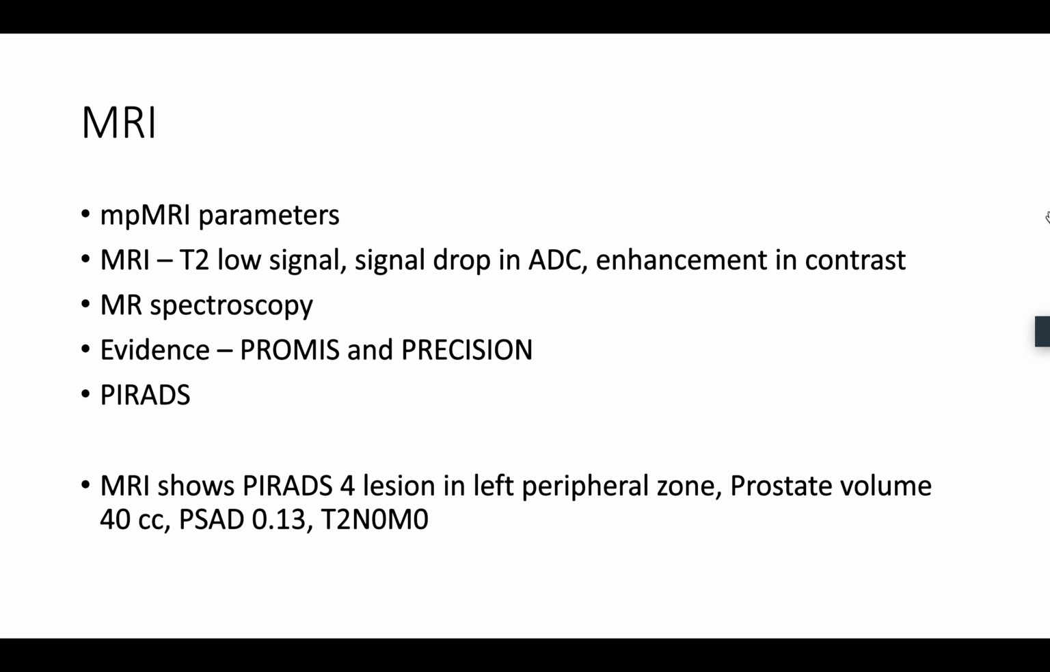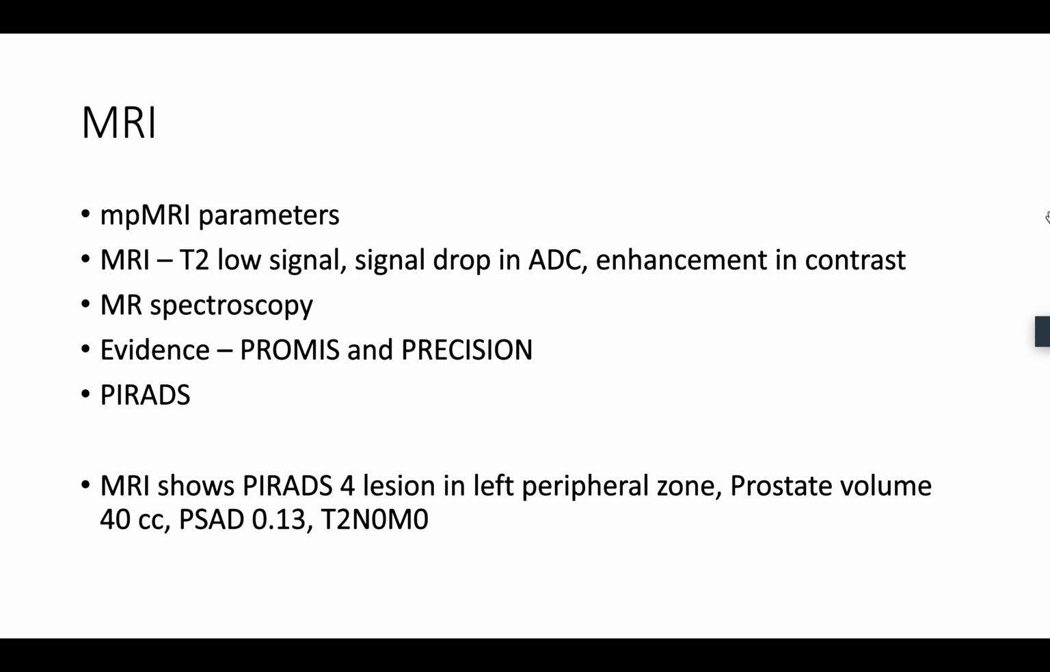So 24 cores in total in terms of systematic biopsies, but I will plan to take more cores from the left peripheral zone, and I'll review the MRI images myself and plan where exactly these will be taken, whether it's from the base, mid-zone, or the apex, depending on where the lesion is.